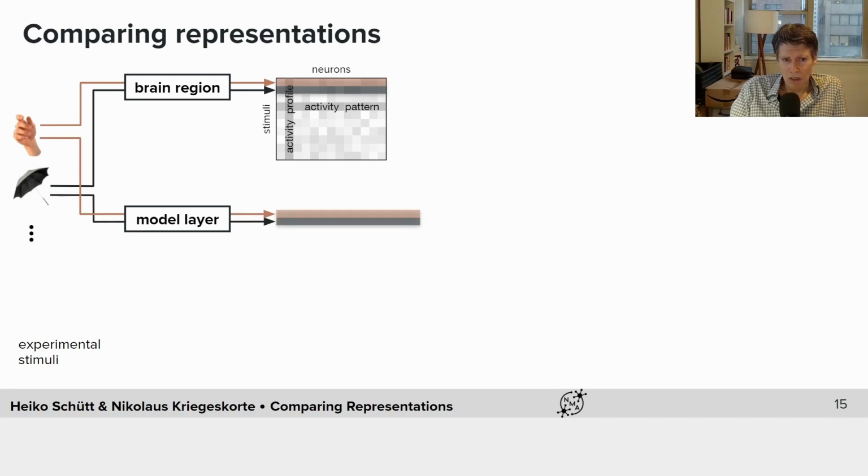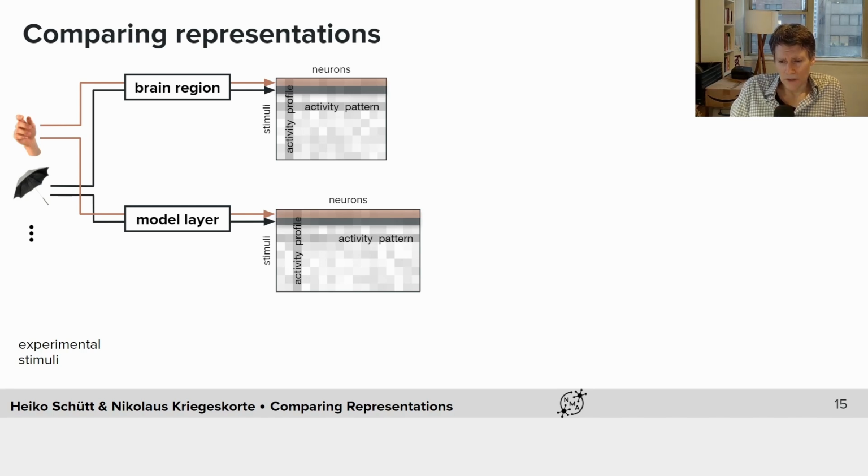We present the same stimuli to the other system. So in this case, this could be a layer in a deep neural network model. And again, we get a pattern for each of the particular stimuli. And again, we get this kind of response matrix, stimuli by neurons. So one thing that we note immediately about these two matrices is that they are for the same stimuli, so they have the same height, but they have different widths in general. And that's because our two systems might not have the same number of neurons in the representations that we're looking to compare.